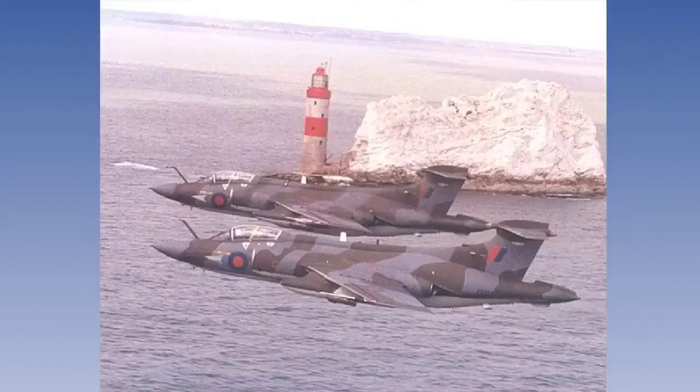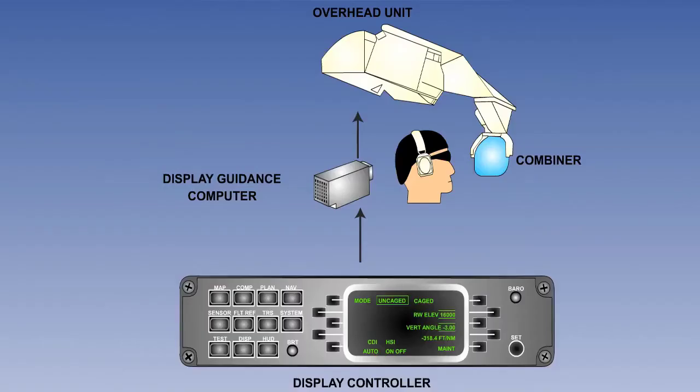The earliest head-up displays were military and were primarily concerned with weapon aiming. Since then, there has been continuous evolution. The components of the system vary depending on its age, but the initial versions designed for civil aircraft comprise a display controller, a display guidance computer, an overhead unit, and a combiner.